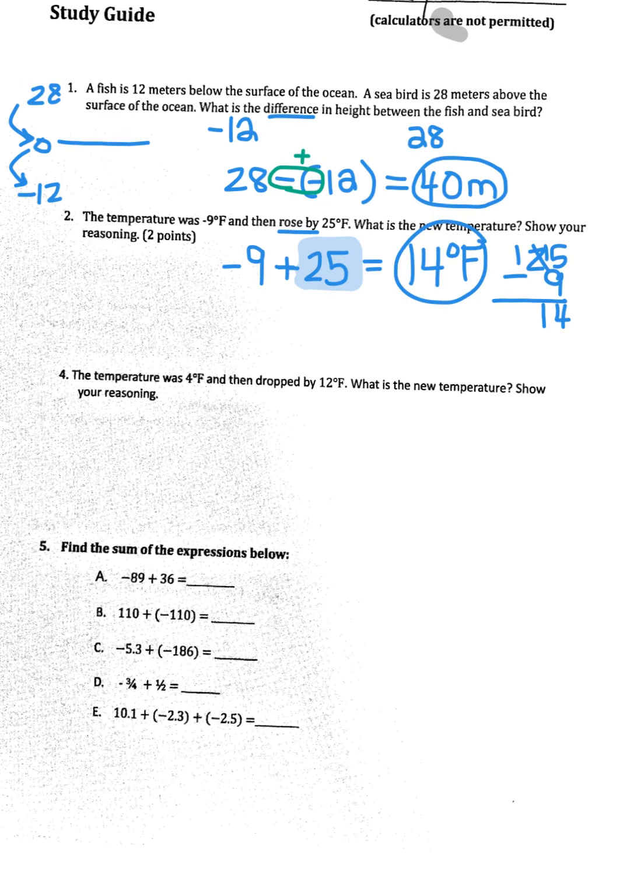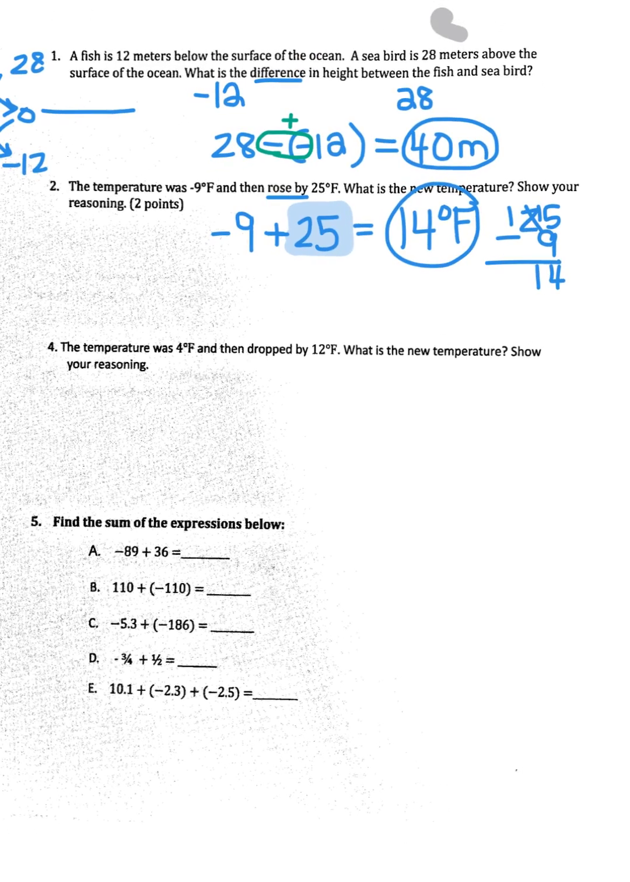Wow, look, we're at number 4 already. Maybe because there's no number 3. Number 4, the temperature was 4 degrees, and then it dropped by 12 degrees. So that's subtraction, it's going down. What is the new temperature? There is my expression, and now I need to add the opposite because I'm subtracting more than what I have.